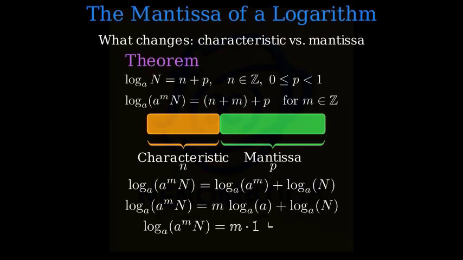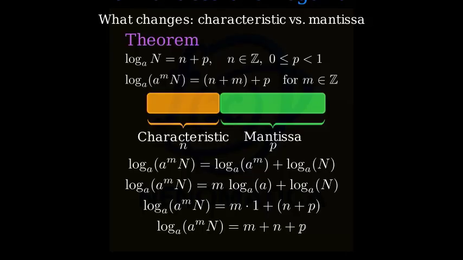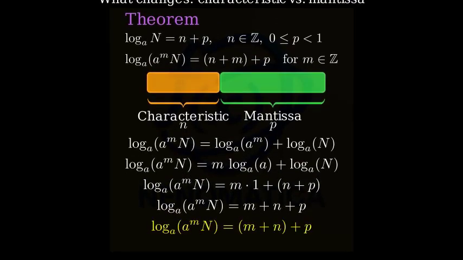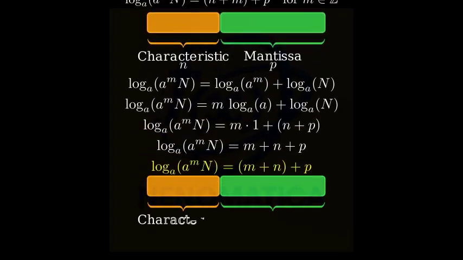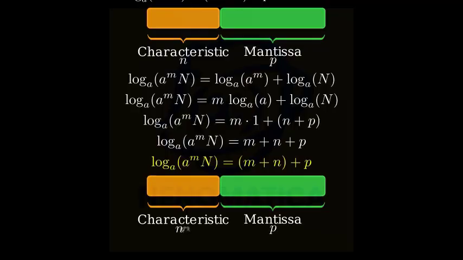Since log base a of a equals 1 and log base a of n equals n plus p, substitute both into the expression. Combine the integer parts together. This gives m plus n plus p, or grouped, (m plus n) plus p. Visually, that means the mantissa block on the right stays exactly the same, while the characteristic block gains m more units on the left. The fractional part, the mantissa p, is unchanged.